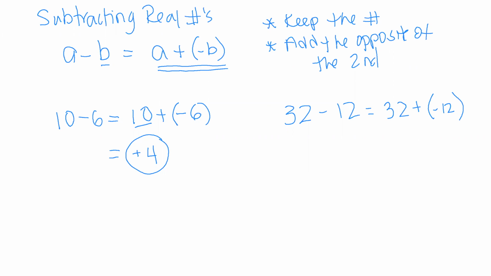I want to find the difference between the positive and the negative, so I subtract. 32 minus 12 is 20. And I have more positive than negative, so my final result is going to be positive 20.